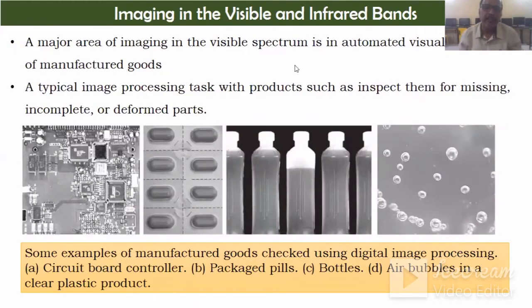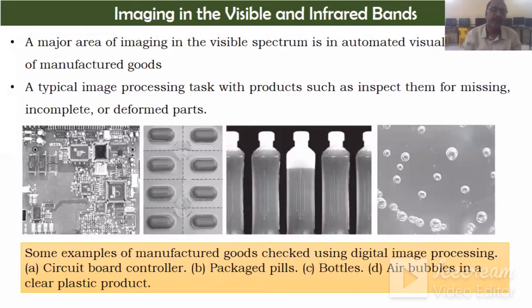Now the next application of the visual band: the major area of imaging in the visual spectrum is automation of visual inspection in the manufacturing of goods. So in the manufacturing of goods, this is one of the major applications. See, this is one of the examples. It is a microcontroller board, or we can say a motherboard. This motherboard has many small components. How do we identify which component is missing or which component is correctly placed? For that purpose, the infrared band is used.